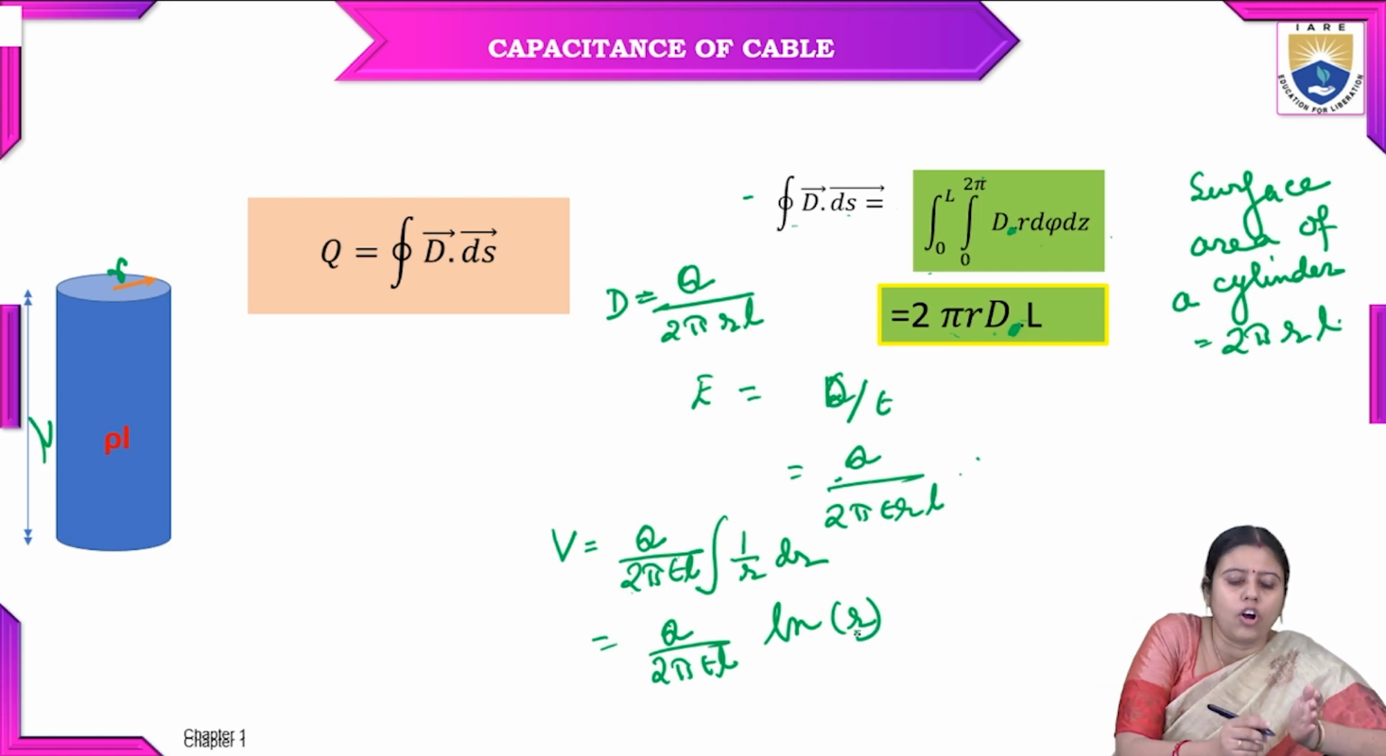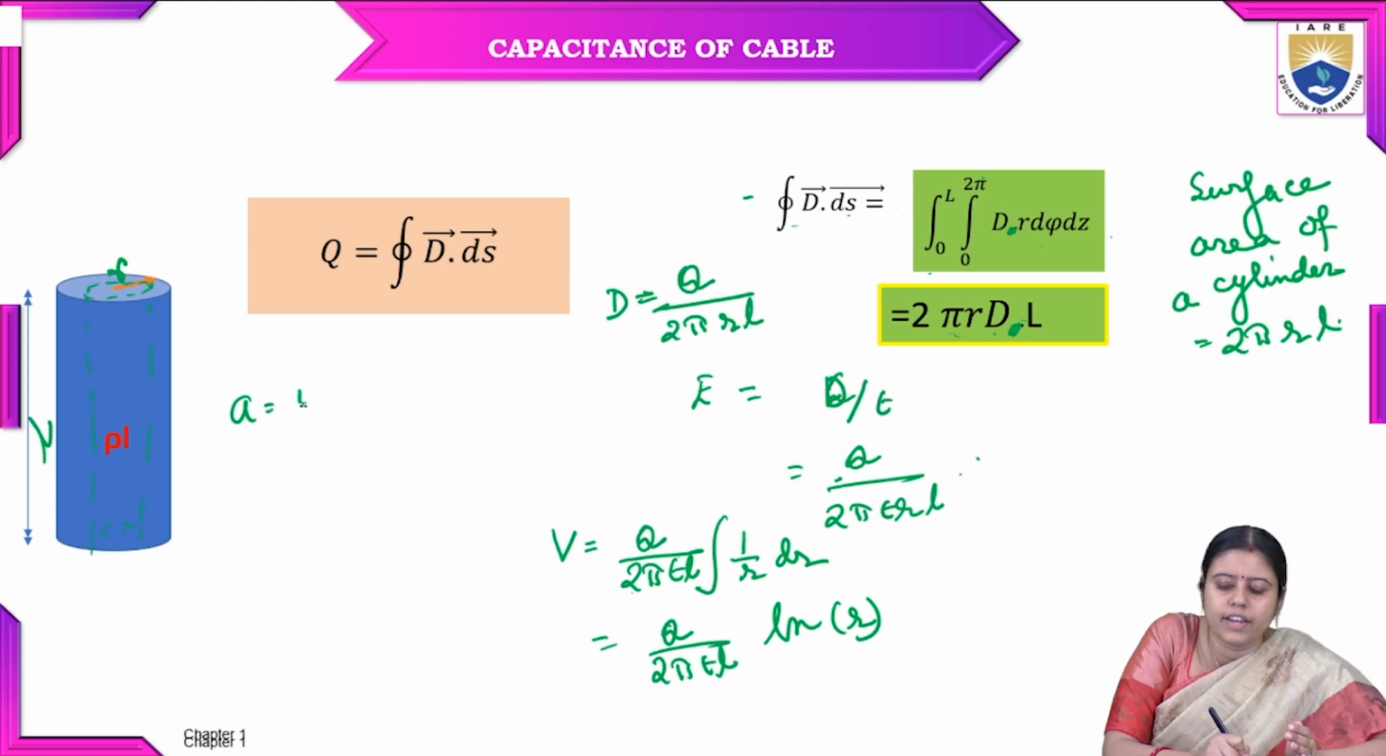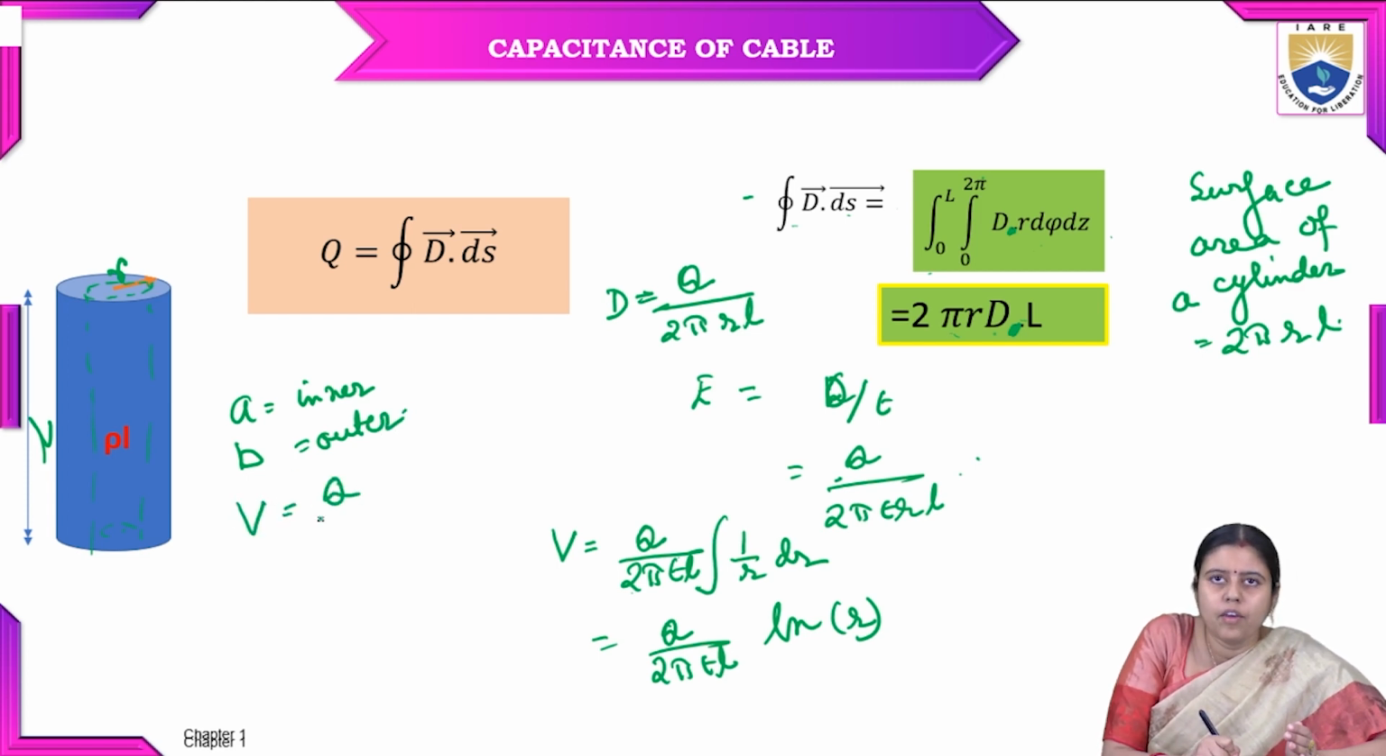Now, if it is a concentric sphere, what will happen? Concentric cable, what will happen? There is one more cable, and their distance at the inner is A and at the outer surface is B. So, what will be the V? V will be Q by 2 pi epsilon L.